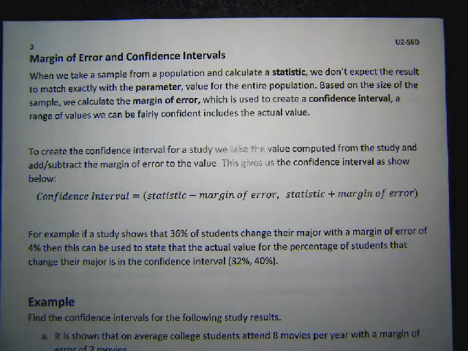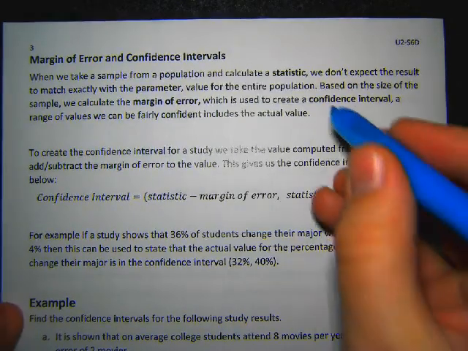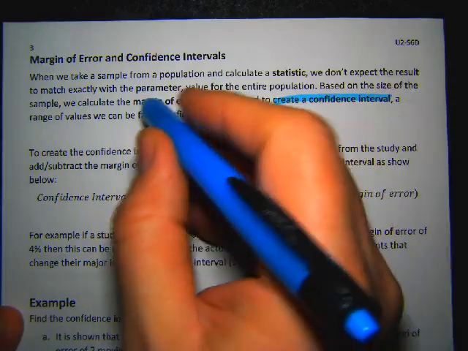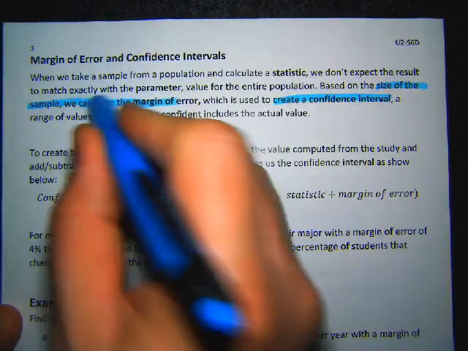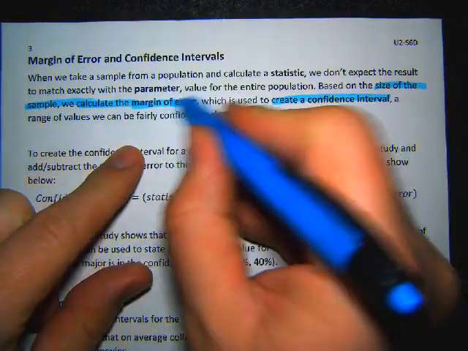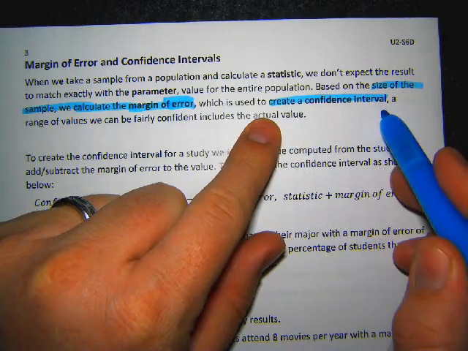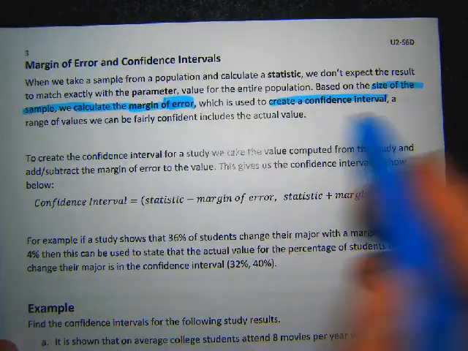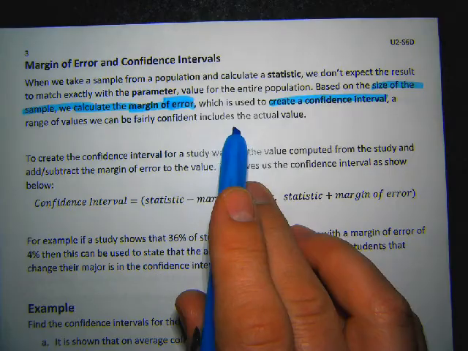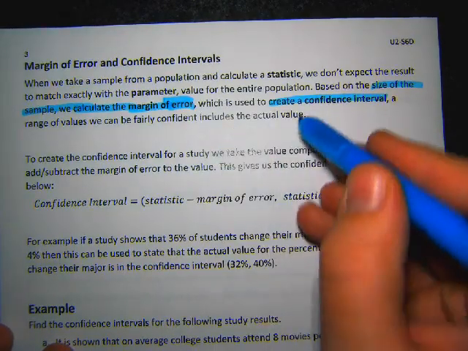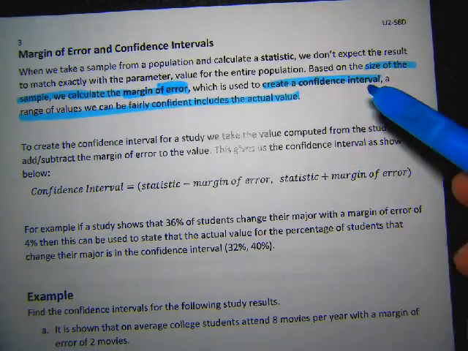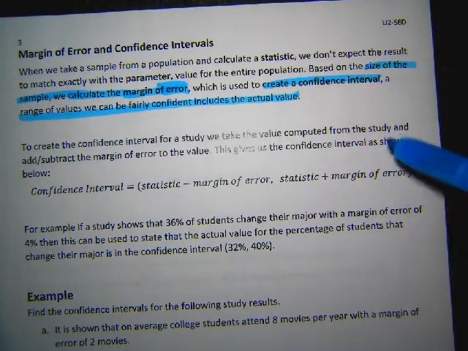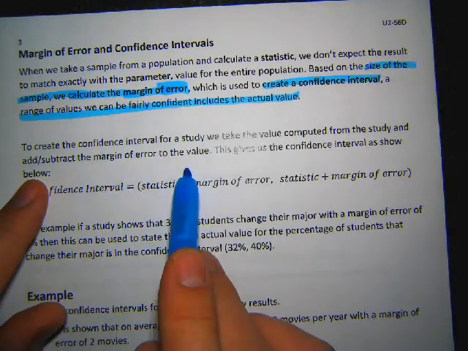So a big part in using a sample to understand the whole entire group is creating a confidence interval, which you do by using the margin of error. The margin of error, again, is based on the size of the sample. And then using that margin of error, we'll create a confidence interval. It's the range of values where you can be fairly confident you are including the actual value. That's the definition of a confidence interval. To create it, we take our value from our sample, and then we add or subtract the margin of error, and it gives us our confidence interval.